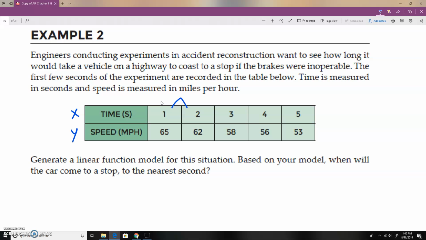Well, here again, you'll see there's a difference of 1 each time in our x value. Okay. Then let's look at our difference in our y values. Well, here it went down by 3. Here it went down by 4. Here it went down by 2. And here it went down by 3.